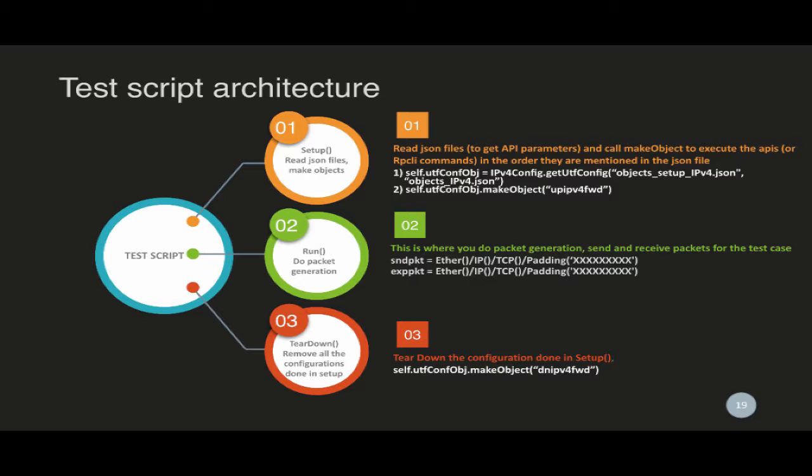The setup function is responsible for reading the JSON files to get the API parameters and calling make object to execute the APIs or the RPCLI commands in the order they are mentioned in the JSON files. The run function is where you can actually generate a packet if you are testing with traffic. The tear down is where you destroy all the configurations that you did in setup. So that's about it. That is how the test script should look.